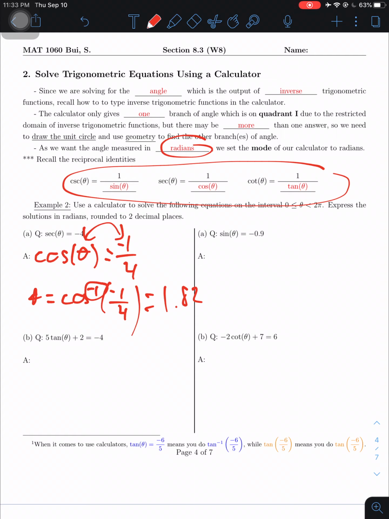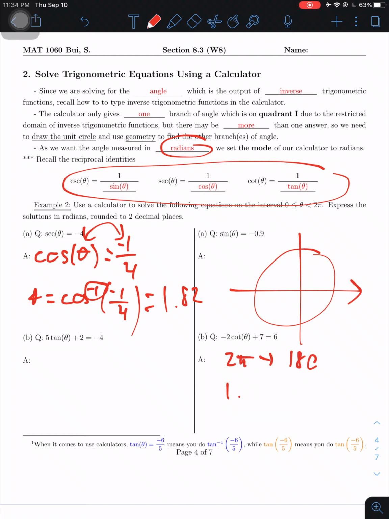And I told you this one is only one angle, right? We also have the other family as well. So I'm going to draw it out first. 1.82 radian. Okay, how can we convert it back to degrees, right? We know that pi radian equals 180. So then 1.82 radian equals what? We're going to do 1.82 times 180 divided by pi, which is 3.14. And that gives me something like 104 degrees if I round off.